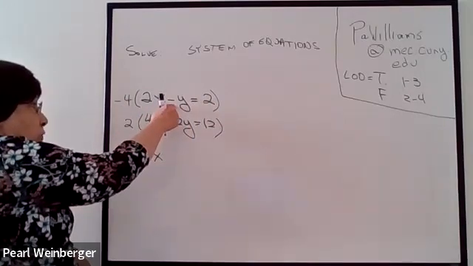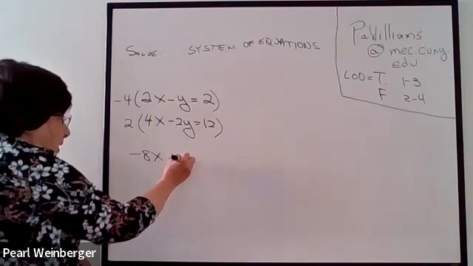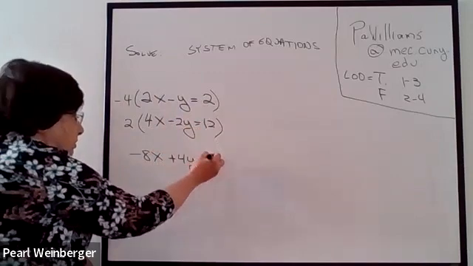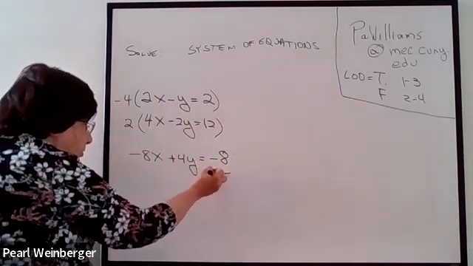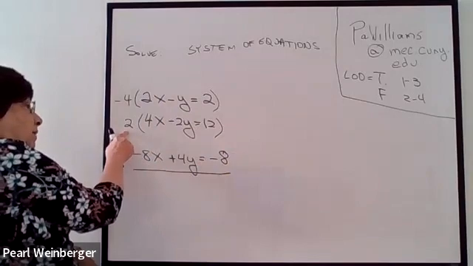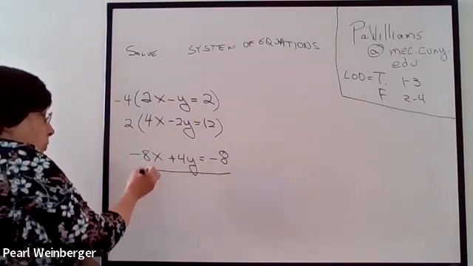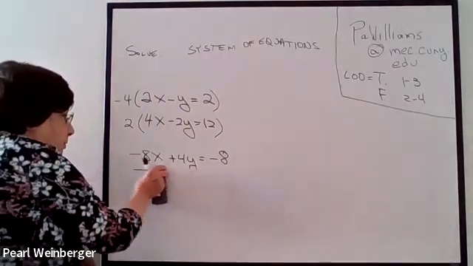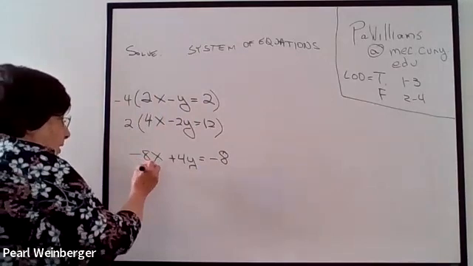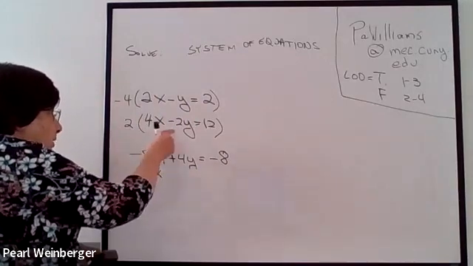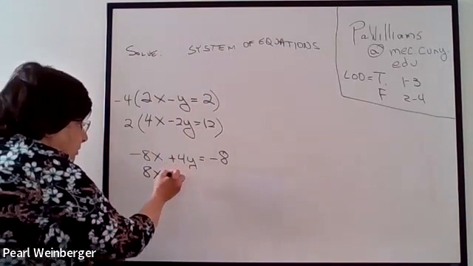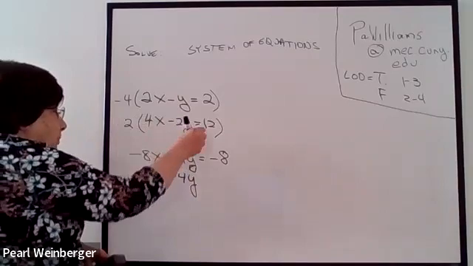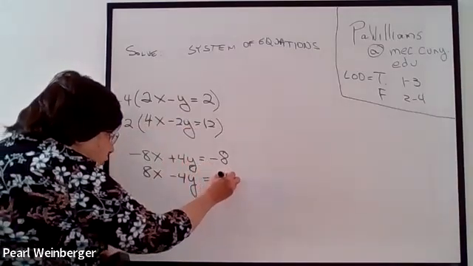Okay, if I multiply the top one by negative 4, I'll get negative 8x. Negative 4 times negative 1 is positive 4y, equals negative 4 times 2, which is negative 8. Multiplying the bottom equation by 2, I'll get 8x. 2 times negative 2 is negative 4y. And 2 times 12 is 24.